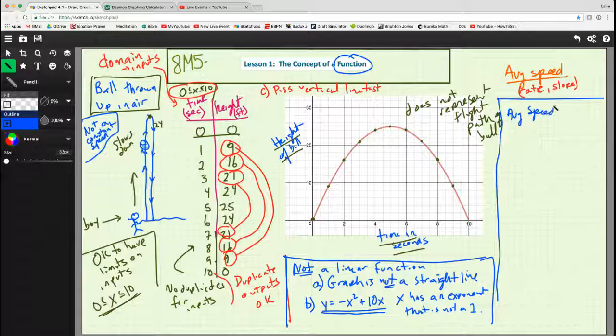So let's look at the average speed between various intervals. Average speed from 0 to 1 second. Let's look at the average speed from 3 to 4. Let's look at the average speed from 6 to 7. And then how about from 9 to 10?